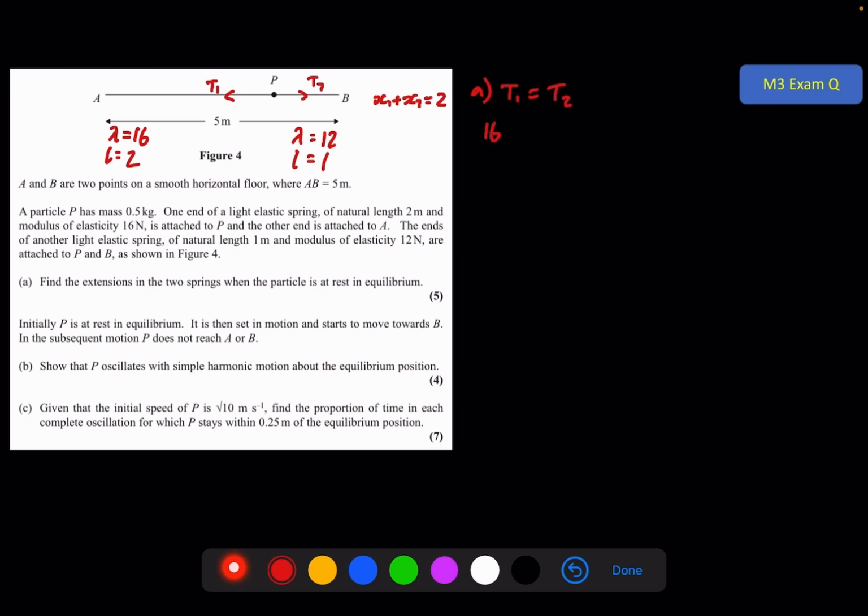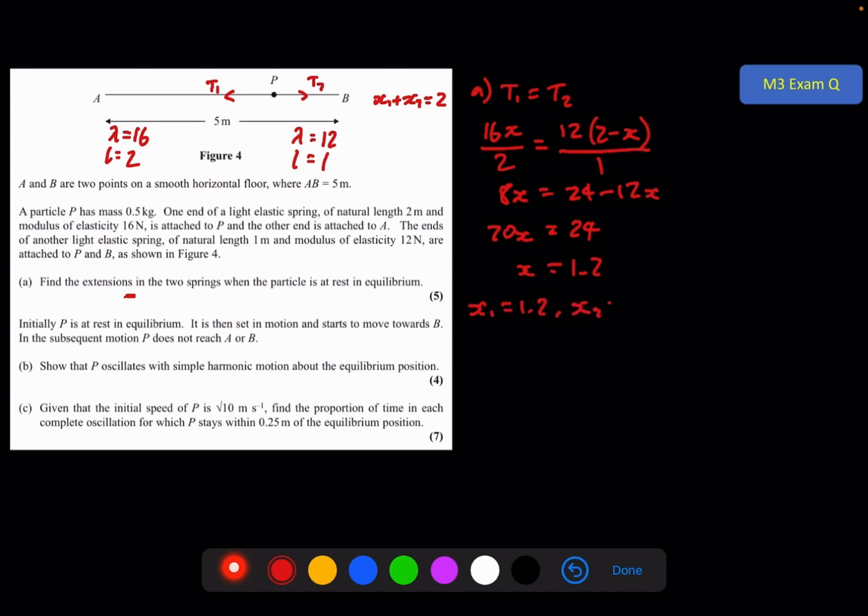Lambda on T1 is 16 times x over L, is equal to lambda for T2 times the extension for T2, which I'm going to call 2 minus x, divided by 1. That gives us 8x equals 24 minus 12x, so 20x equals 24, therefore x is equal to 1.2. I want both extensions, so let's say x1 is equal to 1.2, therefore x2 is equal to 0.8, where x1 is here and x2 is here.